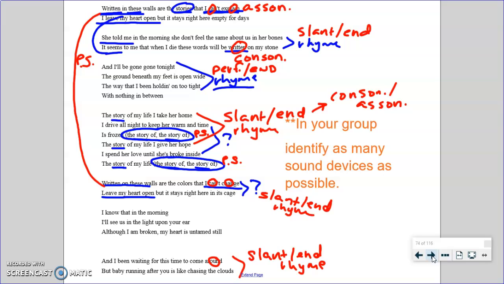And then we also see things that are being repeated, phrases like written in these walls or the story of my life. These are all things that are called parallel structure. So what you'll see is obviously that these artists are very aware of sound devices, and these were just some of the sound devices that were discussed in the PowerPoint that I was able to find in this song. So again, great band, great song, and a great example of sound devices.